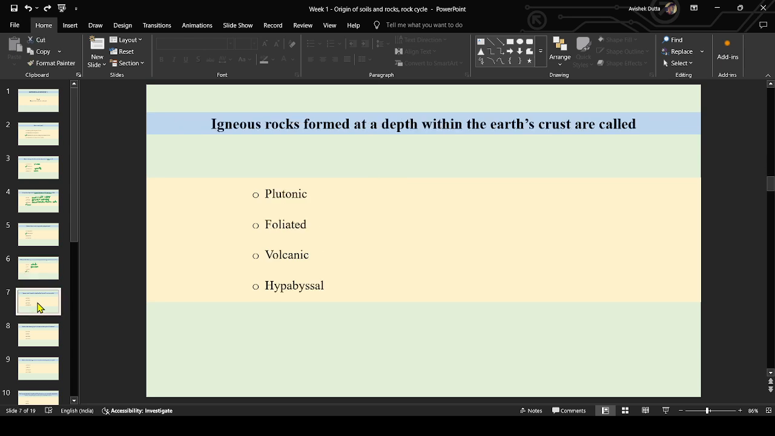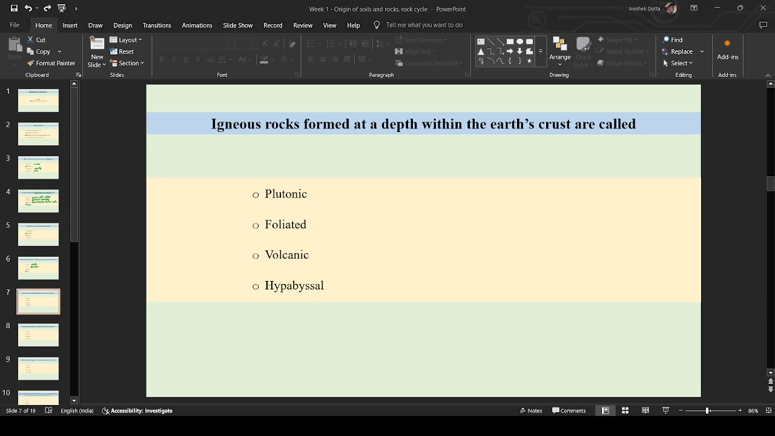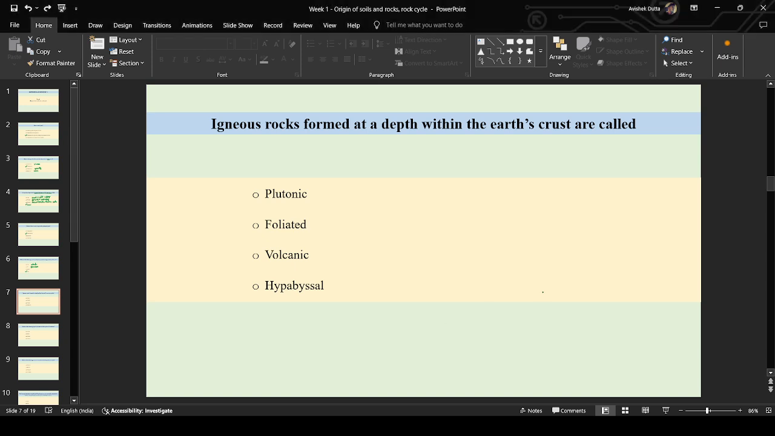Igneous rocks formed at a depth within the Earth's crust are called. What is the answer? Volcanic rocks. At a depth means deep inside the Earth's crust. Please check and tell. There are three types of igneous rocks. One formed at shallow depth towards the upper parts of the Earth's crust. One is formed at great depths, plutonic, and another one is at intermediate depths.